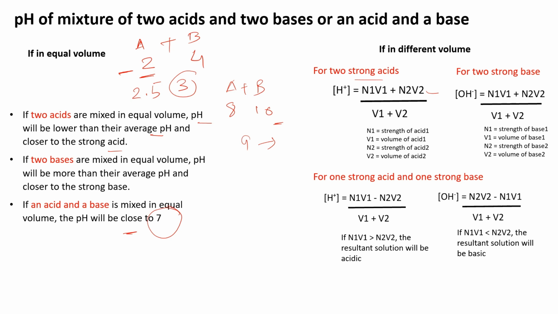If one strong acid and one strong base are mixed, suppose N1V1 is the strength and volume of acid, and N2V2 is the strength and volume of base. If N1V1 is more, that means the acid is stronger, so the resultant solution will be acidic. If N2V2 is more, that means the base is more, so the resultant solution will be basic in nature.